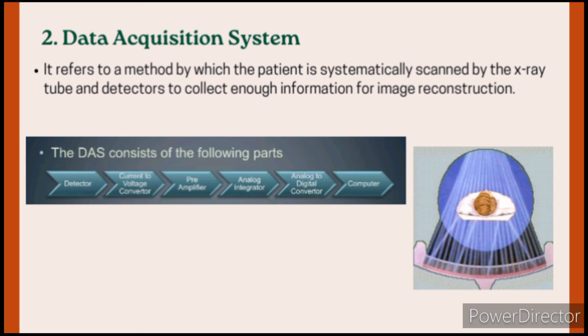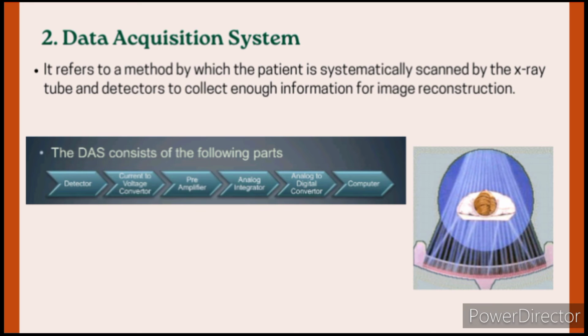So how does the data acquisition system work? The X-ray photons come onto the detector. The detector detects the intensity in the form of current. So the current is converted into voltage. The analog integrator removes spikes.